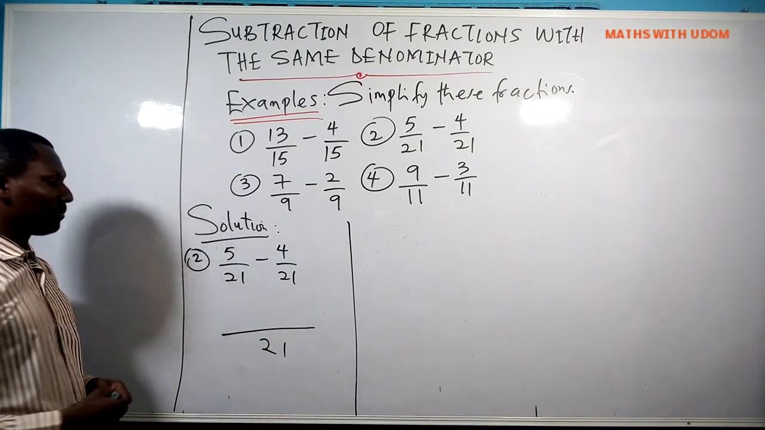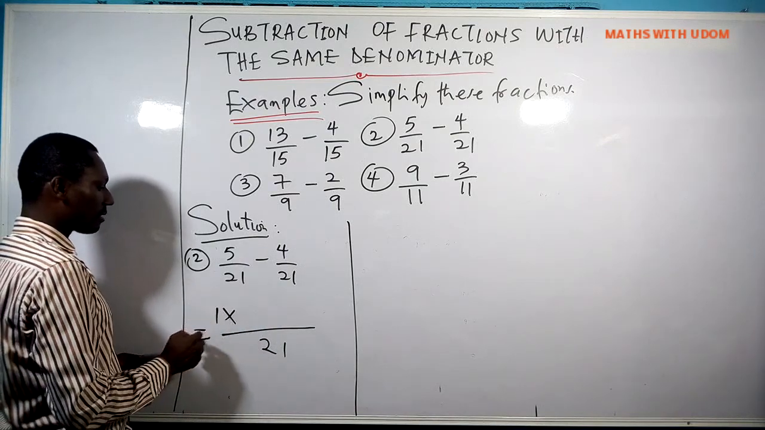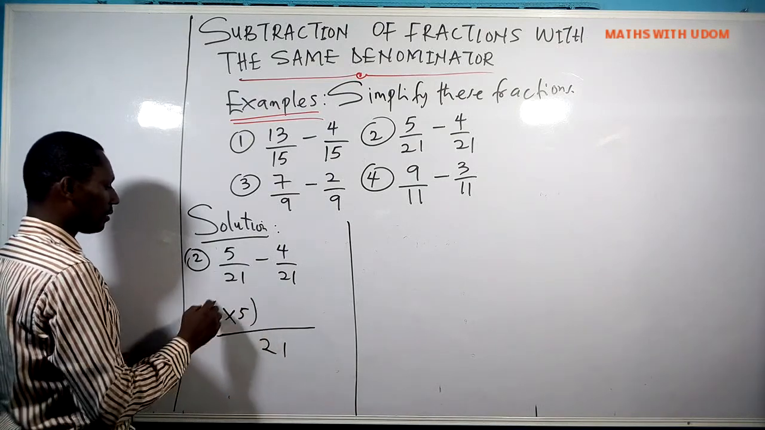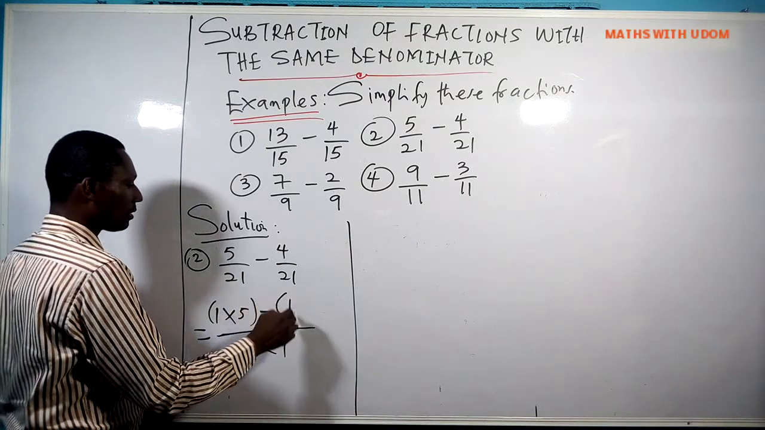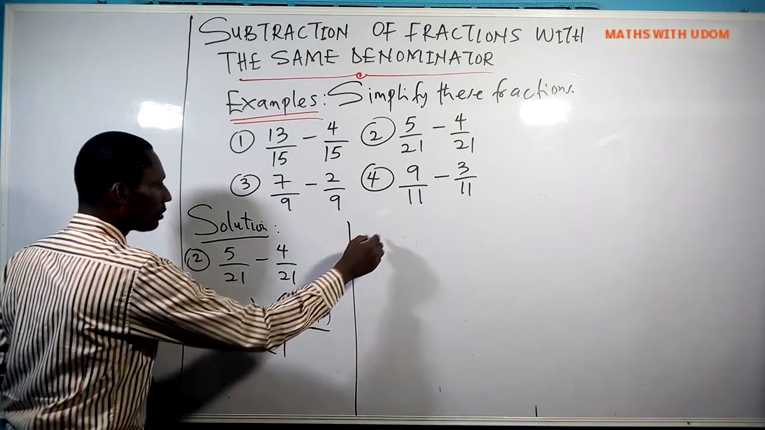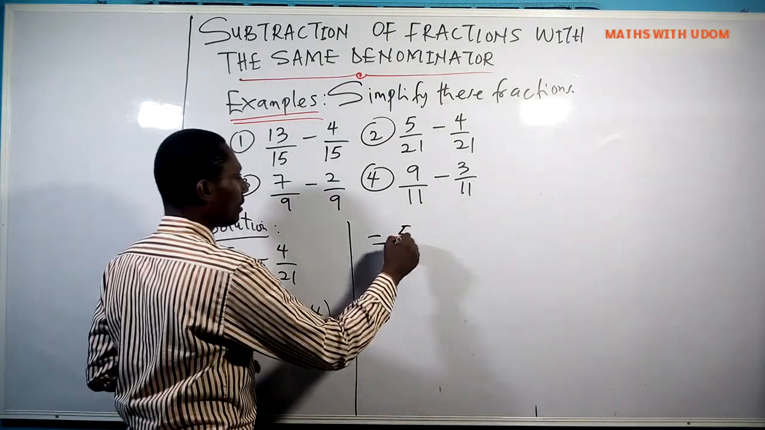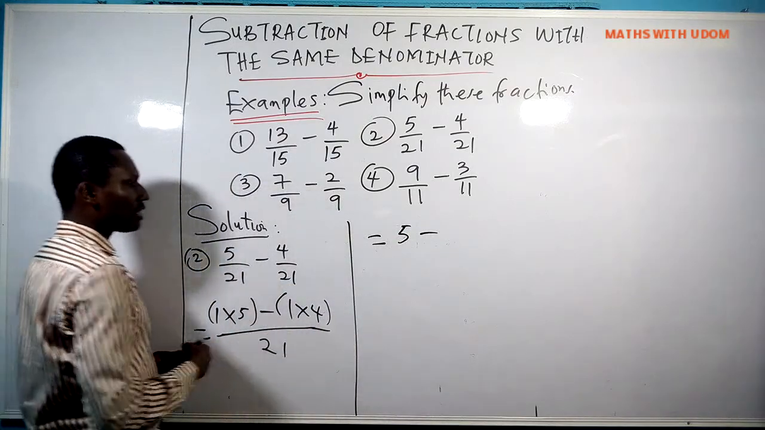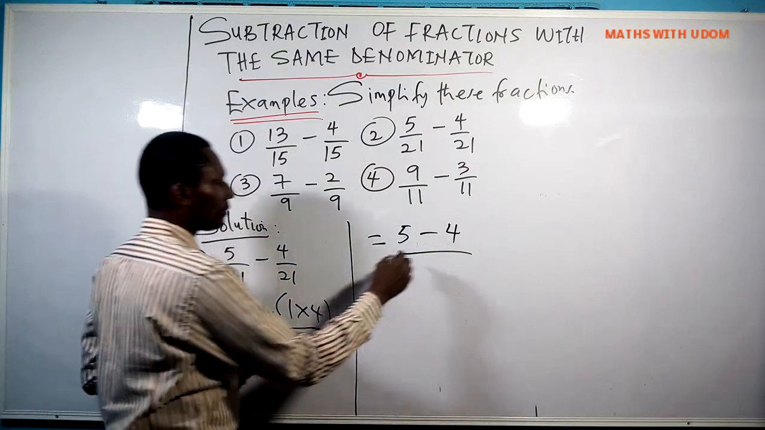Is that okay? So what do we have? 21 in 21 is 1. 1 times numerator 5 minus 21 in 21, 1. 1 times 4. Then we'll come to this side. We'll multiply our numerator. 1 times 5 is 5. Minus 1 times 4 is 4. Place your result over the denominator 21.